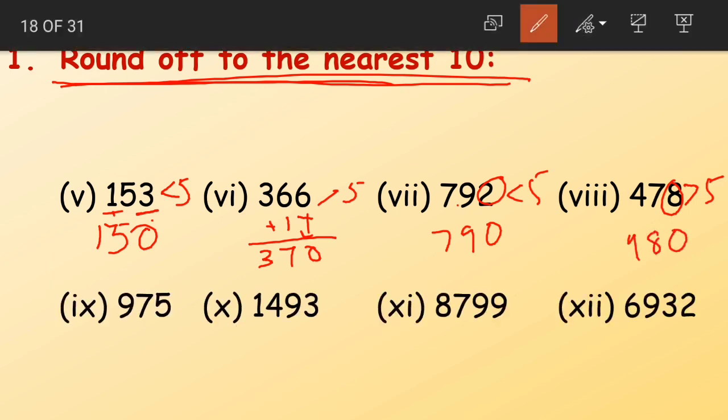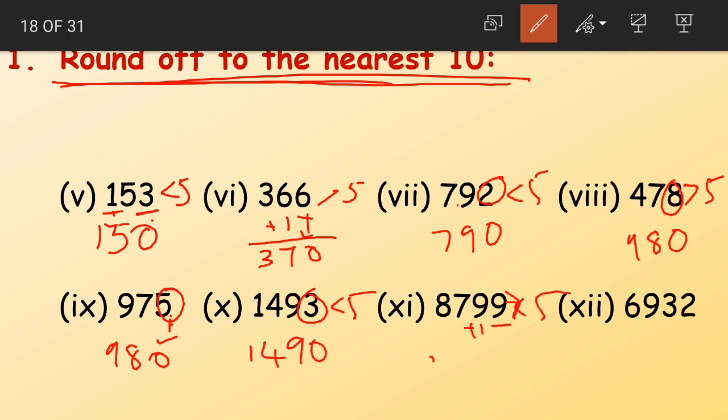Yes, now moving on to question number 9. Now 5, whenever we have 5 or greater than 5, we round up. So we will add 1, 97 becomes 98 and we write 0 in place of 5. Now 1493, 3 is less than 5. So the numbers remain the same. We write 0 in place of 3. 1490. Now we have 9 here. 9 is greater than 5. So we'll add 1 here. 879 becomes 880. And then we have 0 in the place of 9.